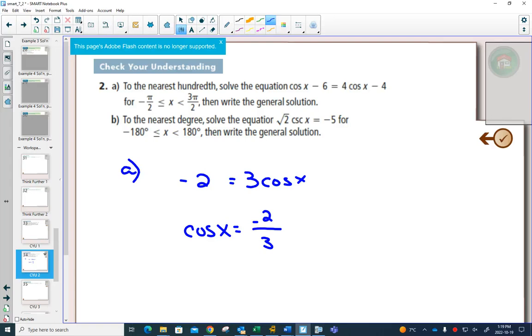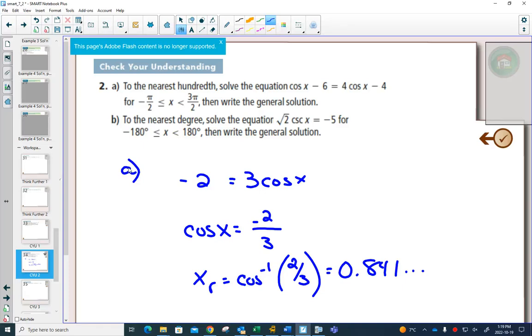Make sure my calculator is in radians, and I can find my reference angle by doing cos inverse of positive 2/3, which is 0.841. So remember, we always do the inverse of the positive value to find a reference angle.